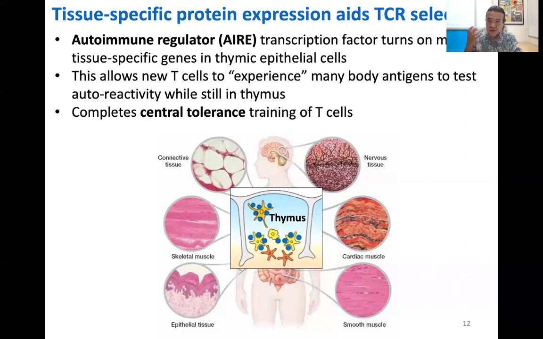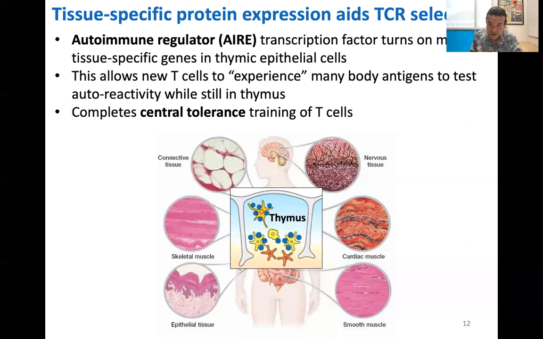And so this is considered the central tolerance training of the T cells. I think it's kind of neat when you think about that evolutionarily, that's how these developing T cells get a sneak peek of a multitude of different possible normal signals that they will encounter later when they go to work in the body.